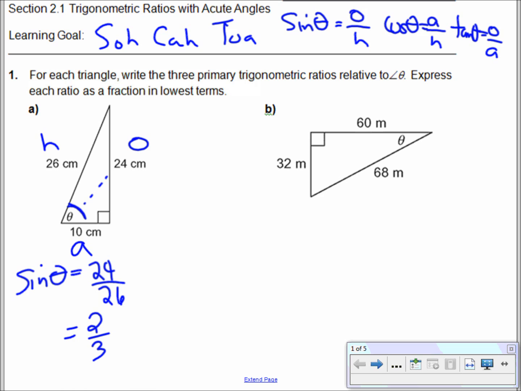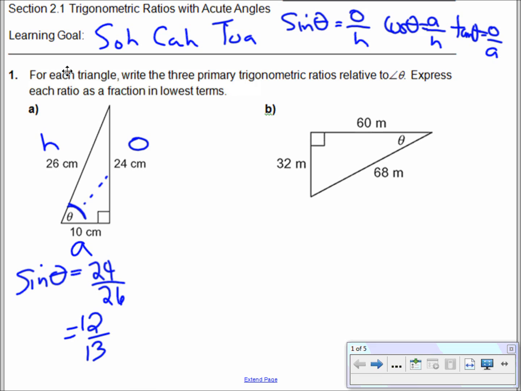On the graphing calculator, I know it's 24 divided by 26. So I hit 24 divided by 26. I get a decimal. Then I'm going to hit the math button, line 1, and hit enter, and it'll actually reduce the fraction for me. I might have just written down the wrong number the first time. Sorry, it's 12 over 13. Okay, does that make sense?